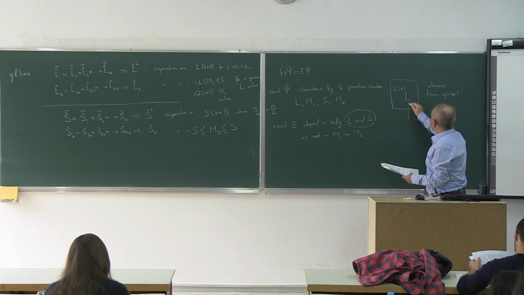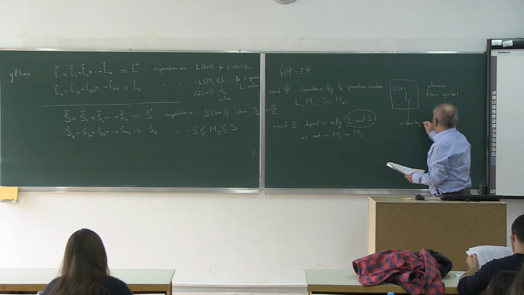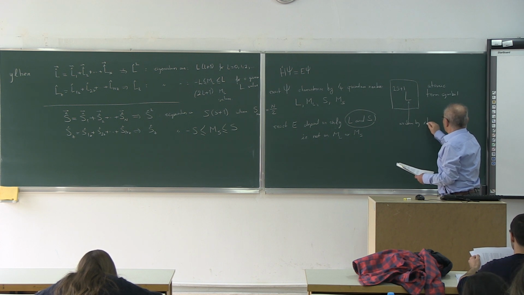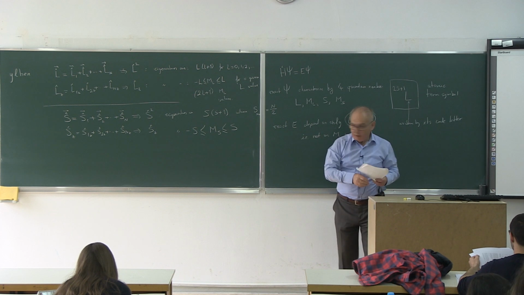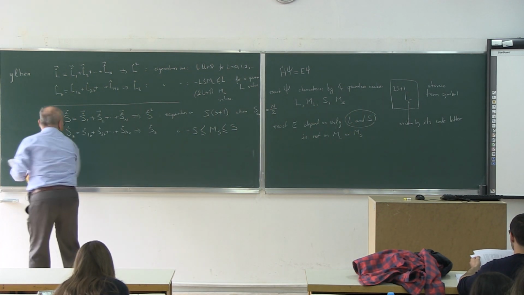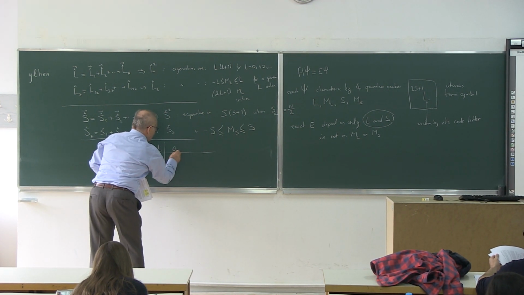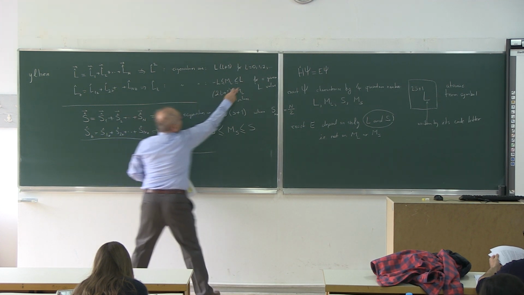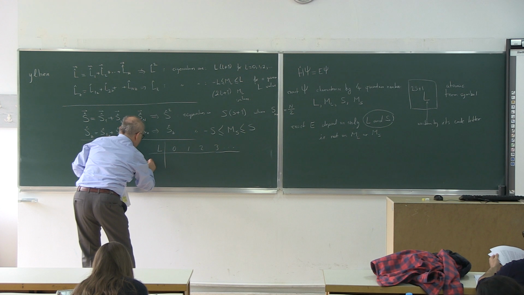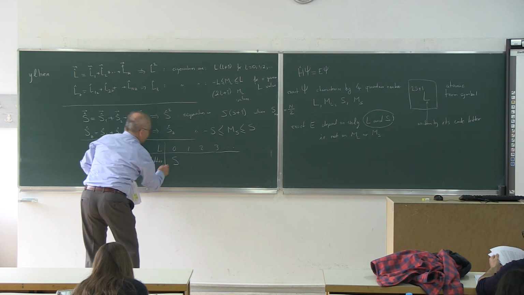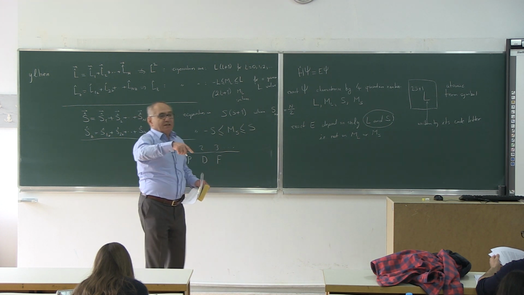L is written by its code letter. The code letters, in numeric form, L values are, as you see over there, 0, 1, 2, 3, and so on. The code letters are capital S, capital P, capital D, capital F, similar to code letters for the orbitals.